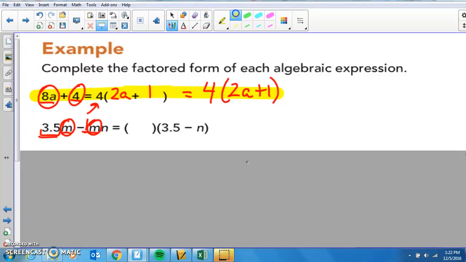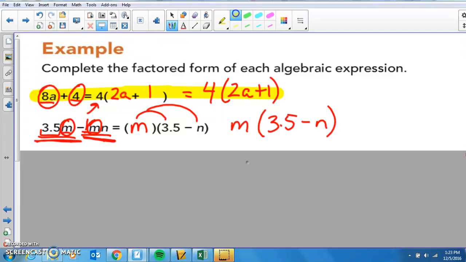If both terms have a common variable, we're going to take that variable and put it on the outside. So I'm going to put that m on the outside. So what that means is when I distribute that m times 3.5 gives us 3.5m. What did I take out of the second part? You'll notice there's the n, so that's the m I took out. Because if I multiply that back, m times n gives us that minus mn. So our answer is m as the outside factor with 3.5 minus n.